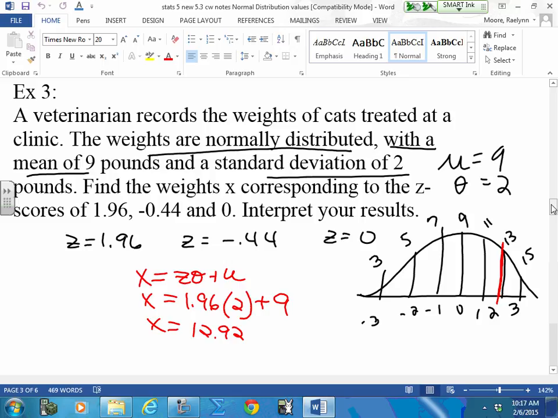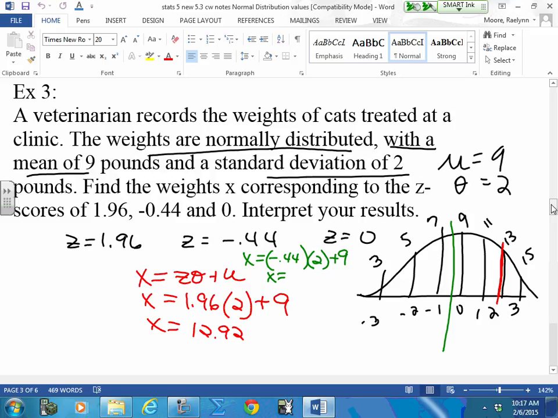Negative 0.44. Between which two standard deviation z-scores does that come between? 0 and negative 1, between 7 and 9. And it's almost halfway, so I'm looking real close to the 8. So let's do this one. Take your z-score. It all works out if you keep the negatives and the positives where they belong. Put it into your calculator.